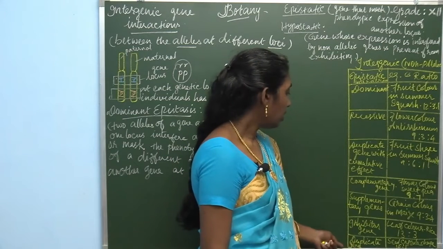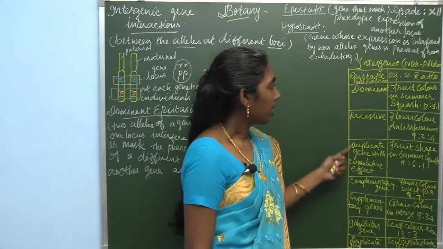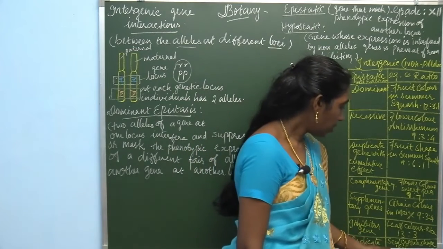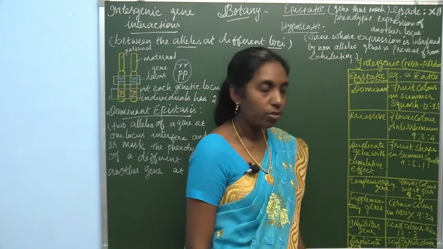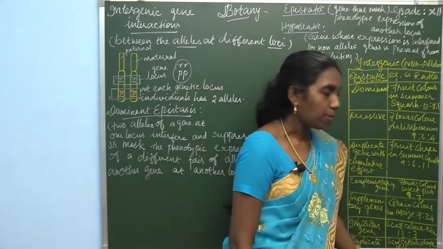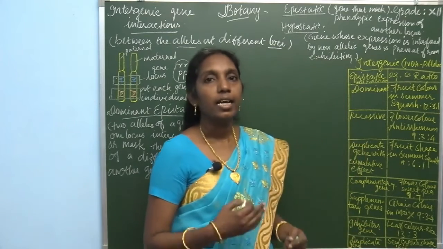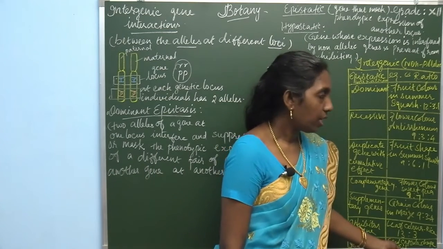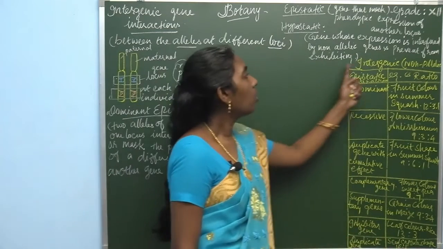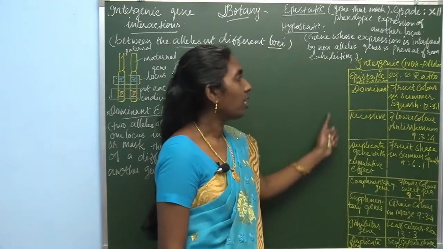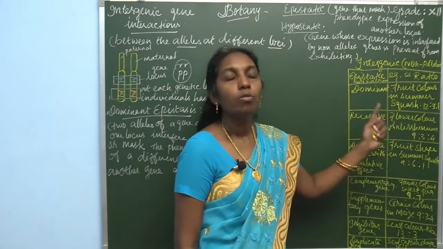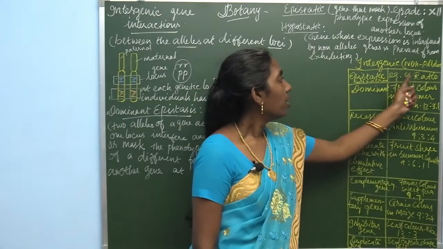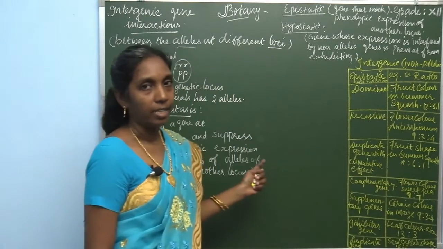And duplicate gene epistatic interaction which gives 15:1 ratio. The example is seed capsule shape. The ratio it gives is 15:1. So these all are different intergenic interactions, which are otherwise called non-allelic interactions.